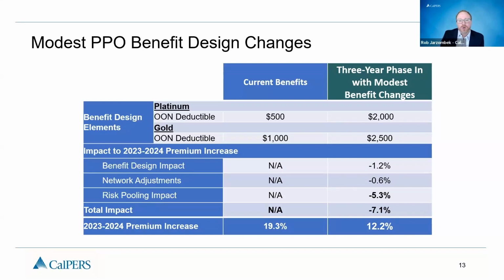So, bottom line, with transitioning to 1 risk pool over 3 years, the proposed benefit design and network changes, the PPO premium increase of 19.3% is reduced to 12.2%.